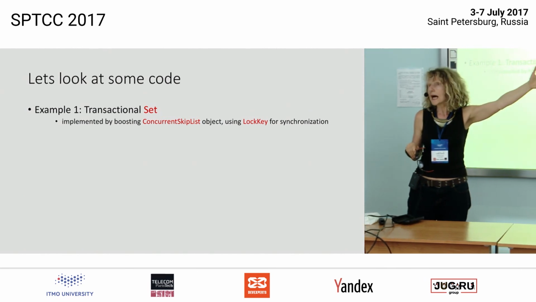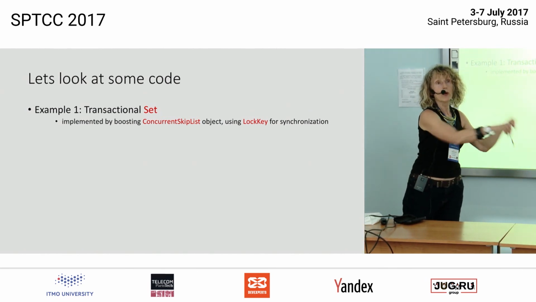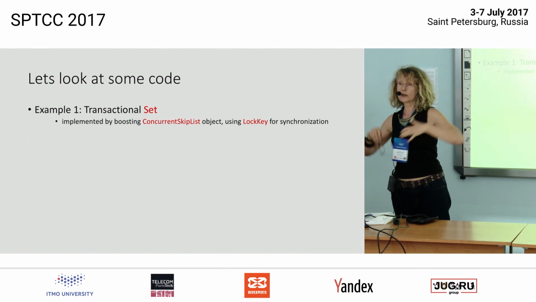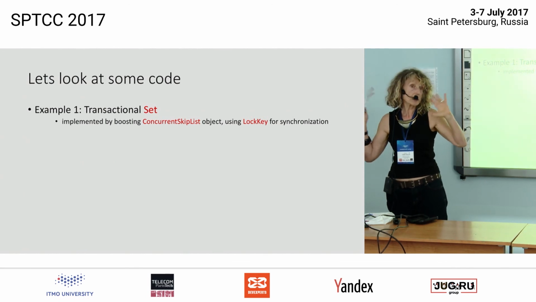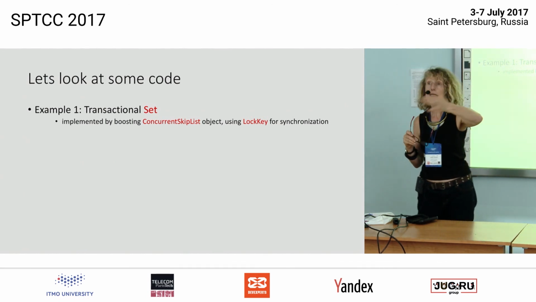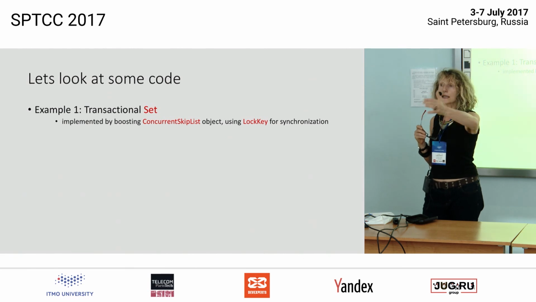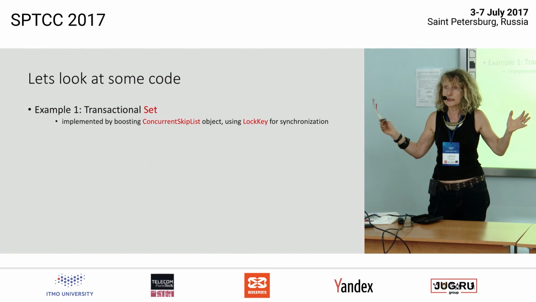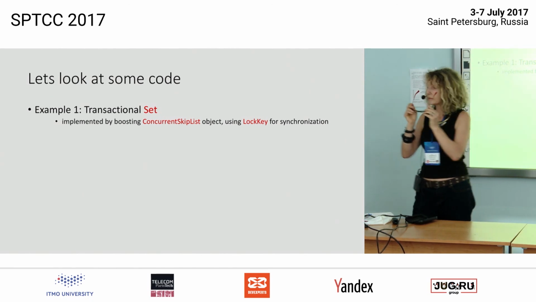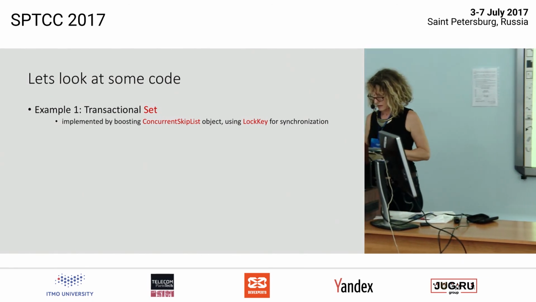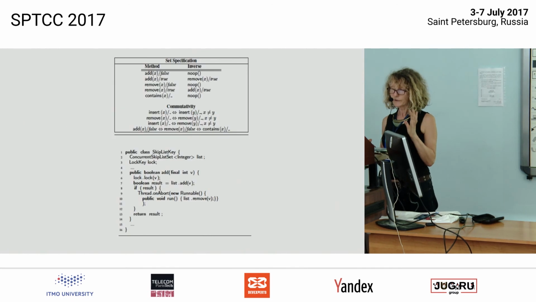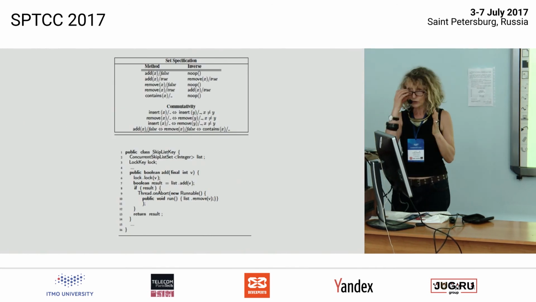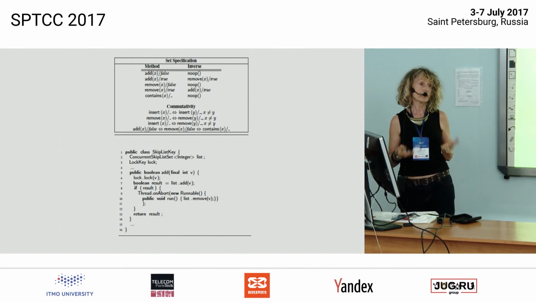It can do begin transaction, take an element from one list, put it in another, and then commit. And as long as 2 transactions, or 10, or 100 transactions run on this concurrently and access different elements, they will not conflict. So, as I said, the first thing we need to do is look at the specification of set.